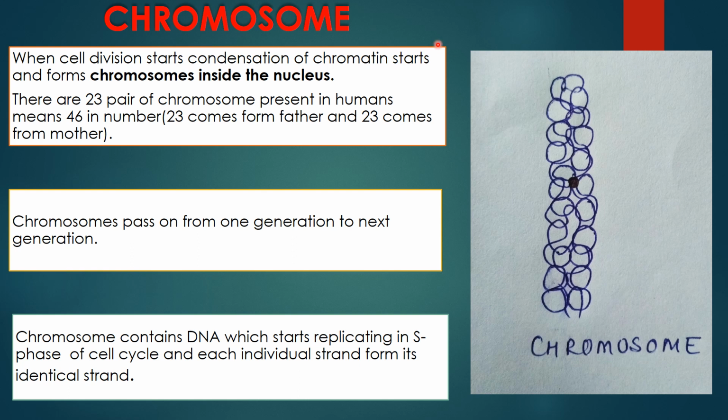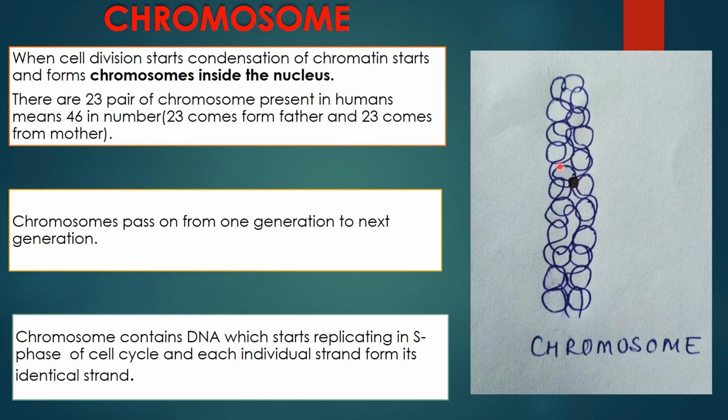Now let's talk about the chromosome. When the cell division starts, the condensation of chromatin starts and they form chromosomes inside the nucleus. Now every human being contains 23 pairs of chromosomes, meaning 46 in number. 23 come from the paternal side and 23 come from the maternal side.